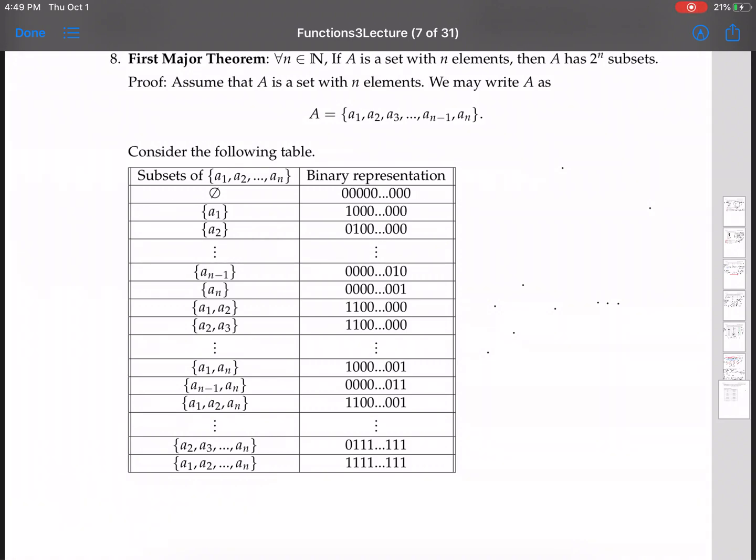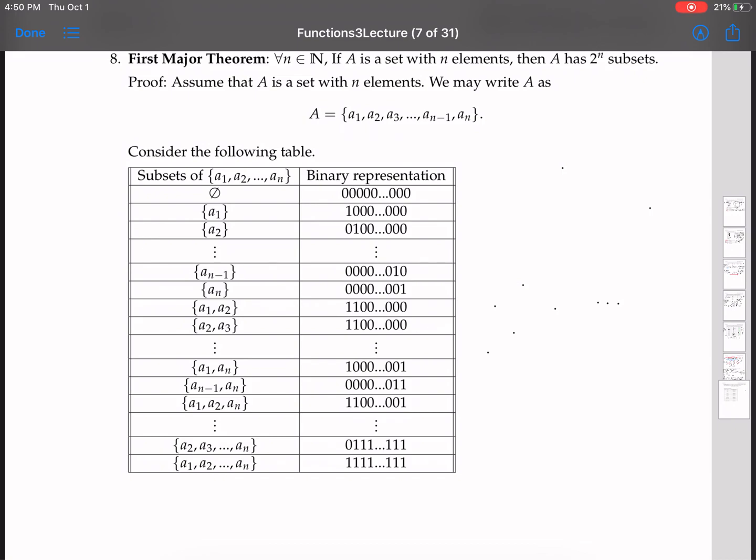All right, we have arrived at our first major theorem. And this is a theorem that you've used already in the class a little bit. This is the theorem that says that if a set has n elements, then it has 2 to the n subsets.